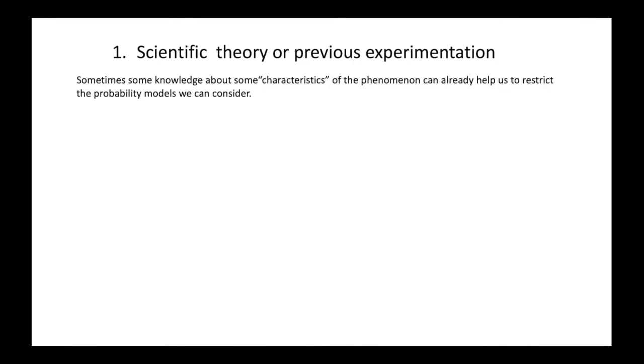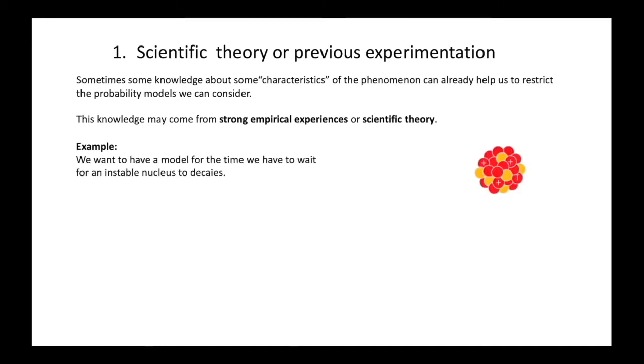Sometimes the knowledge about some intrinsic characteristic of the phenomenon can help us to restrict the models we can use. This knowledge can come from strong empirical evidence, for example, if a lot of data have been collected in the past, or from a specific scientific theory. Let us see an example.